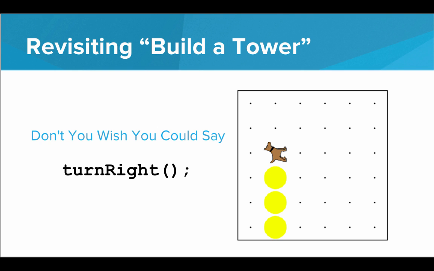But wouldn't it be nice if you could just say turn right? Don't you wish you could say turn right? That would make the most sense. We're commanding Karel to turn right, and that's what we really mean. We don't want Karel to turn left three times. We want Karel to turn right. So how can we make Karel turn right?